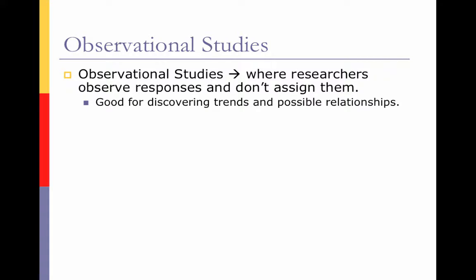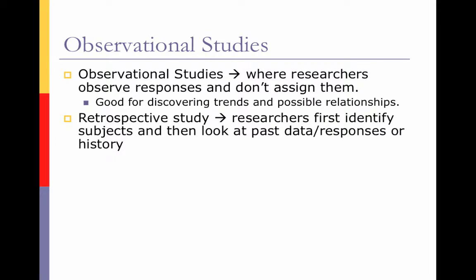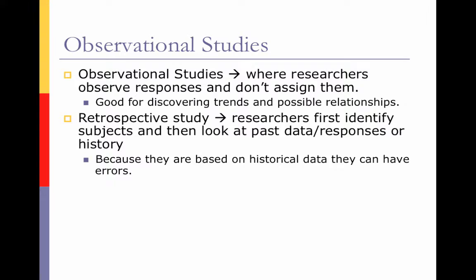There are two different types of observational studies. The first is a retrospective study, where researchers first identify subjects and then look at past data and responses, or they look at the history. The issue with a retrospective study is that it's based off of historical data, and that data can have errors. It's not something that you've done. You're relying on somebody else's work.